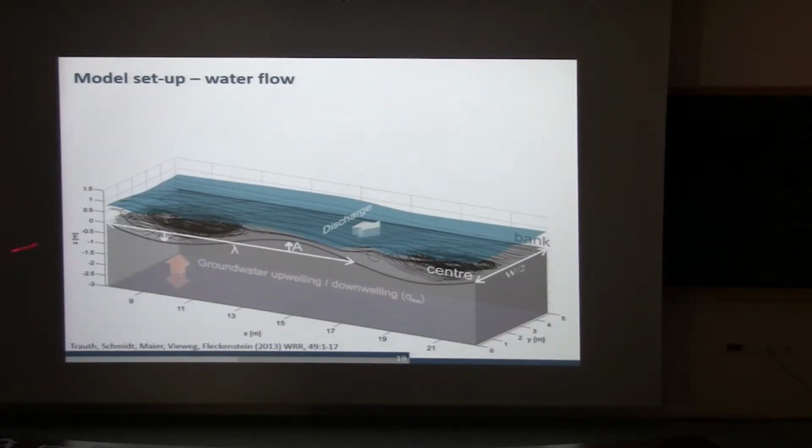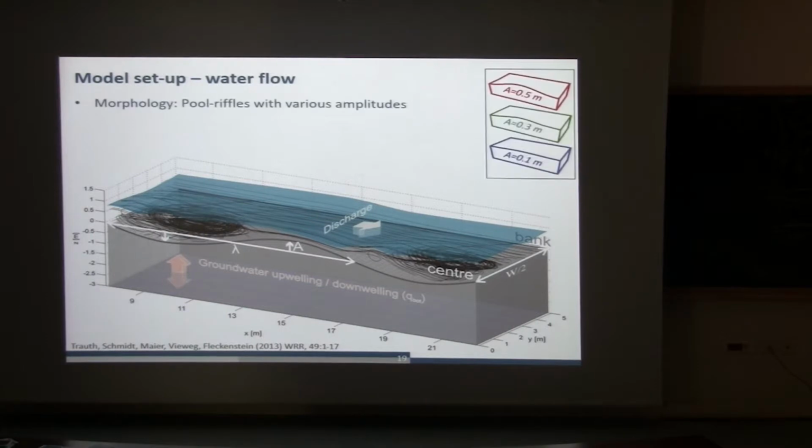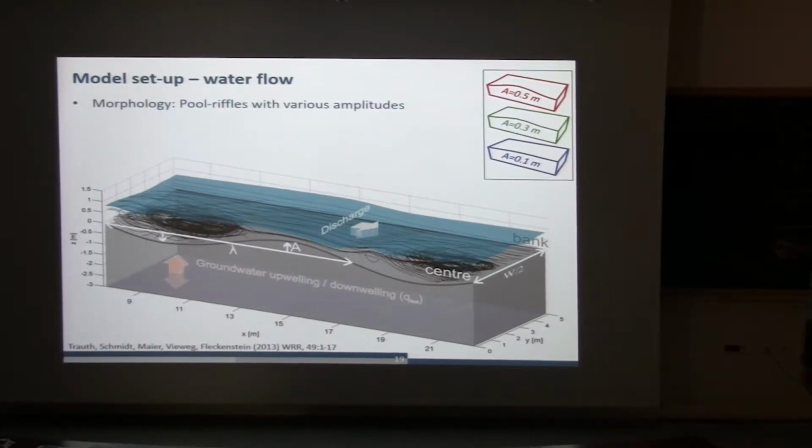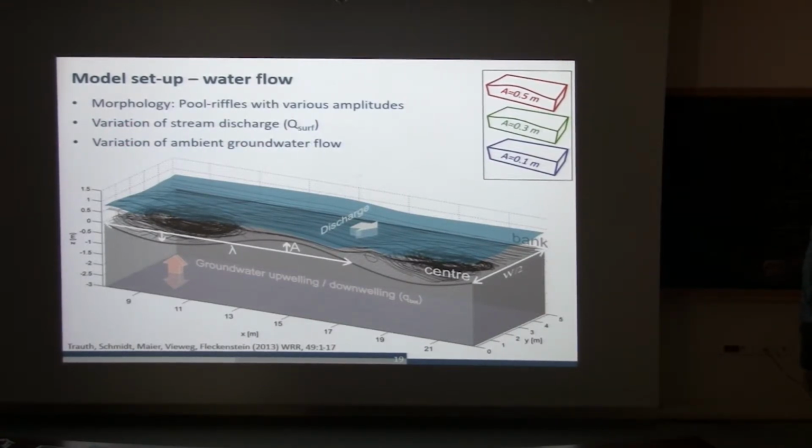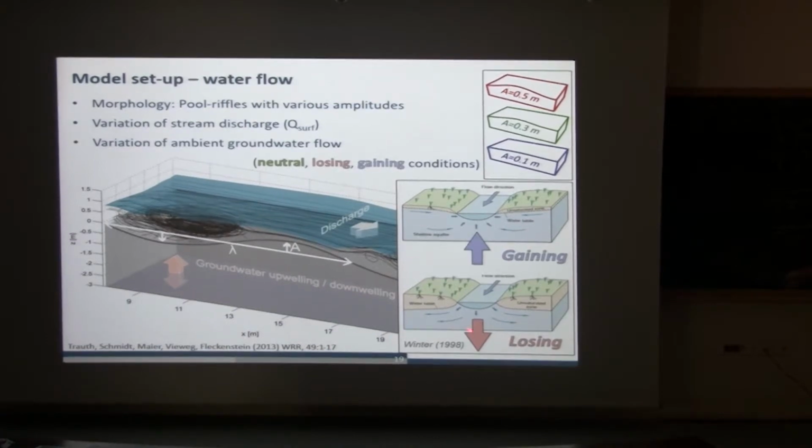So what we did is we simulated this idealized pool-riffle sequence with a sinusoidal form, and this is the center line of a stream. The amplitude is the highest at the center of the stream, and then it decreases towards the bank. We looked at different morphologies defined by various different amplitudes of those structures. We looked at differences in discharge, the flow that goes through the stream, and also one very important aspect, ambient groundwater flow. So how are these processes affected by this system being embedded into a regional flow system? In this case, represented by upward or downward fluxes, so basically those two conditions that I showed earlier implemented via a boundary condition.